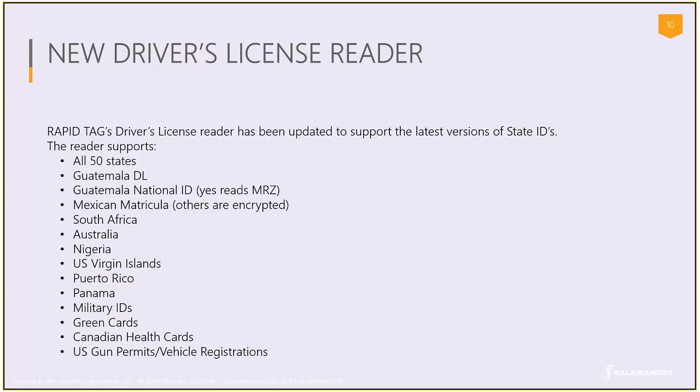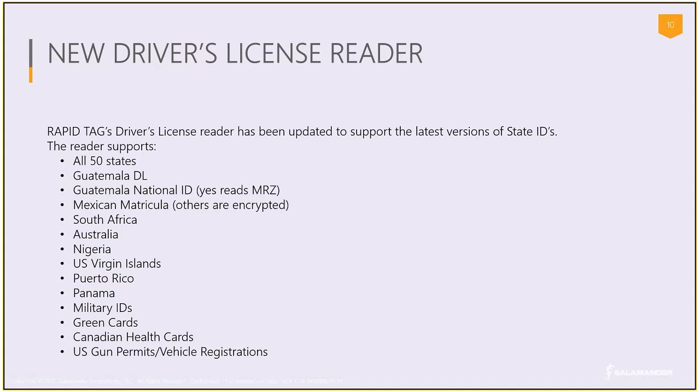So with version 5, we do have a new driver's license reader. This has been updated to support the latest versions of state IDs. So with this version, it supports all 50 states. It supports Guatemala driver's licenses, Guatemala national IDs, Mexican Matricula, South Africa, Australia, Nigeria, U.S. Virgin Islands, Puerto Rico, Panama military IDs, green cards, Canadian health cards, U.S. gun permits, and vehicle registrations.